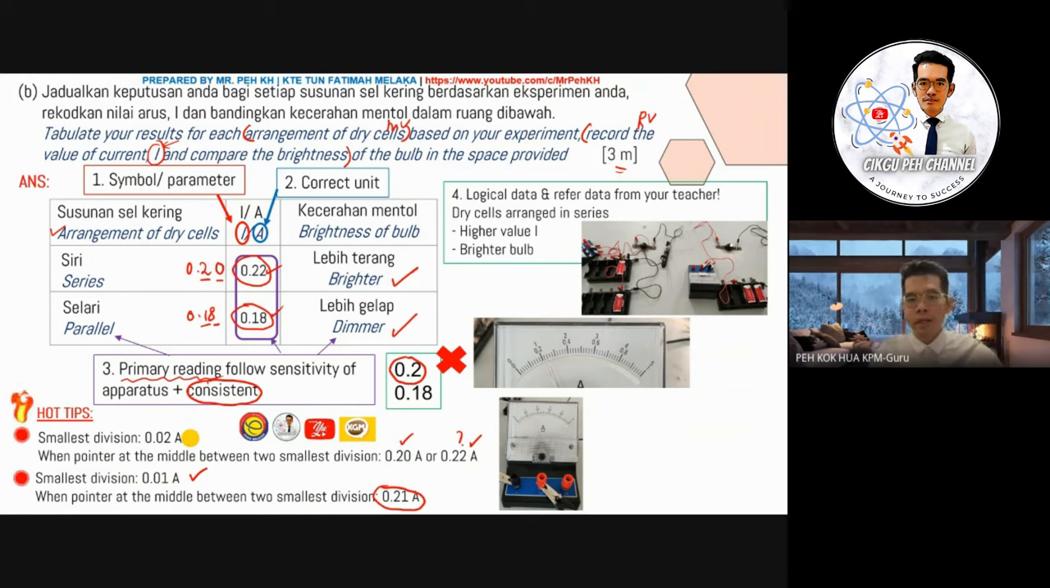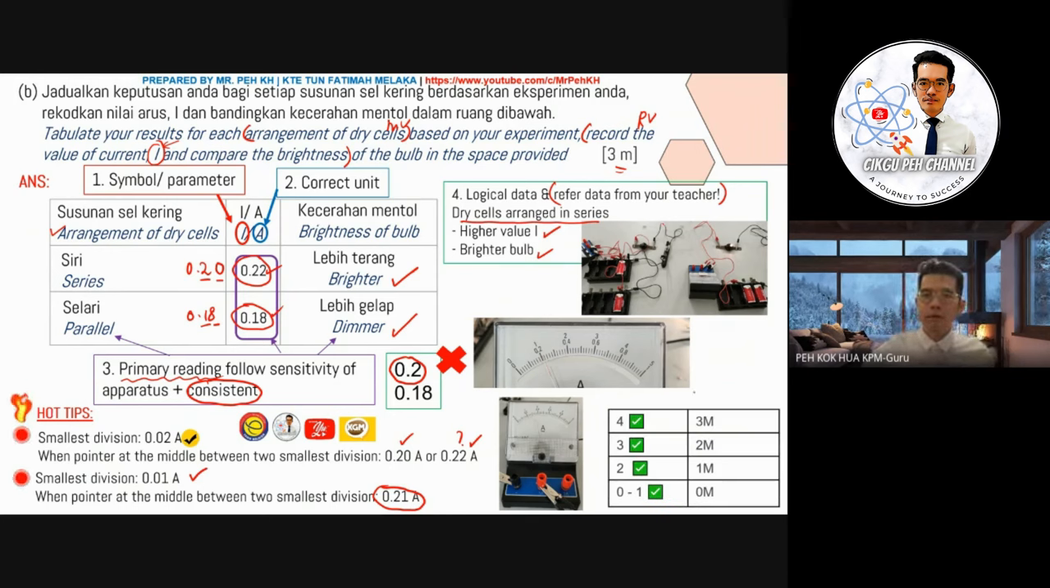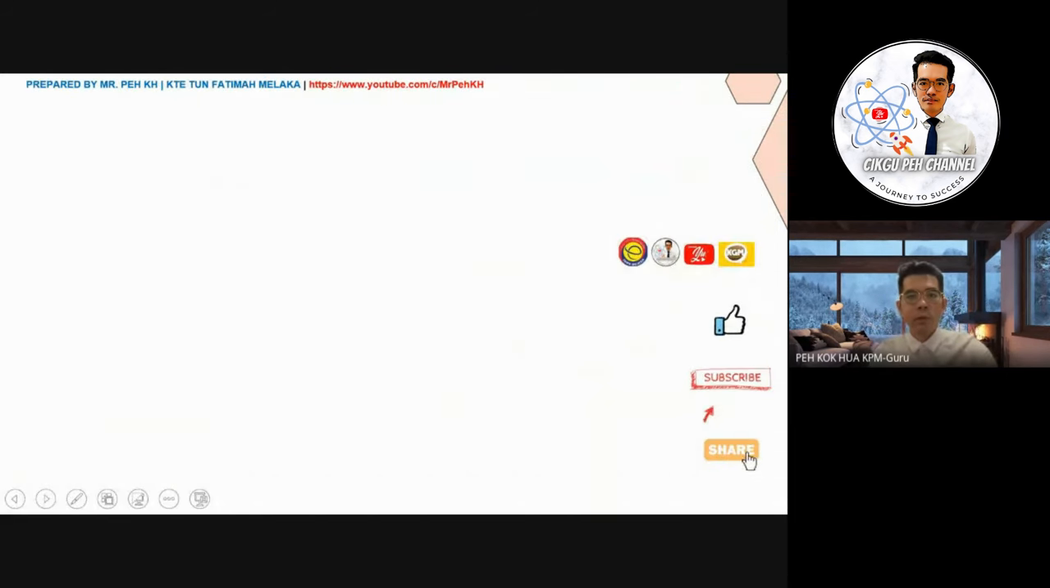Okay, so number 4 here, as I mentioned, we need to give logical data where your dry cells arranged in series will have a higher value of current I and the bulb is brighter. And the data you get will be referred to the teacher who is going to do the experiment together during the actual day of Paper 3. Okay, so the mark distribution for this tabulation will be, if you get these 4 ticks, 1, 2, 3, 4 correctly, you will get 4 marks. If you get 3 ticks, you get 3 marks, if you get 2 ticks, 2 marks, and so on. Okay, so now we go to our next question.